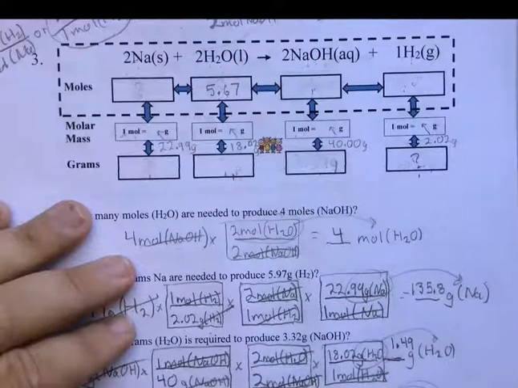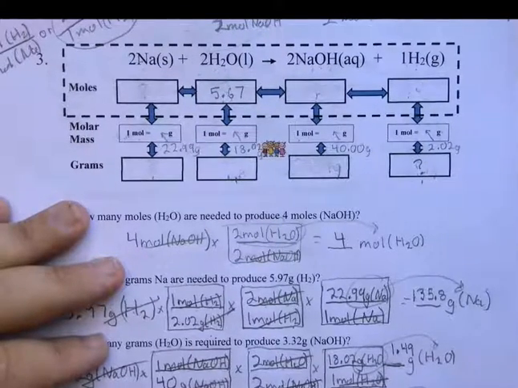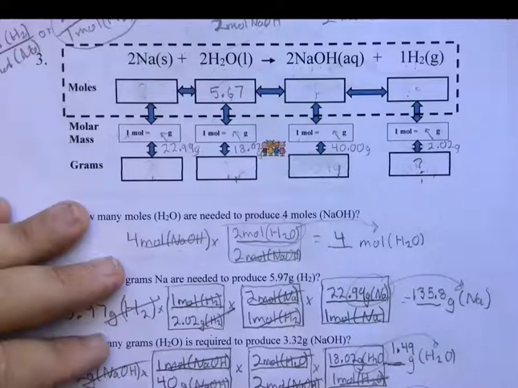Okay, so let's go ahead and set up our equation. On the right side, we have grams of hydrogen gas. And on the left side, we have 5.67 moles of water. And we see from what we just saw up there that there's 2 conversions to get there, 2 boxes.